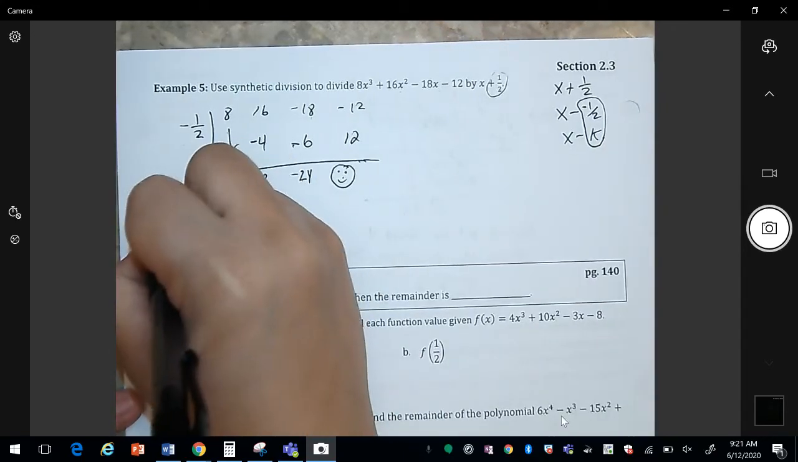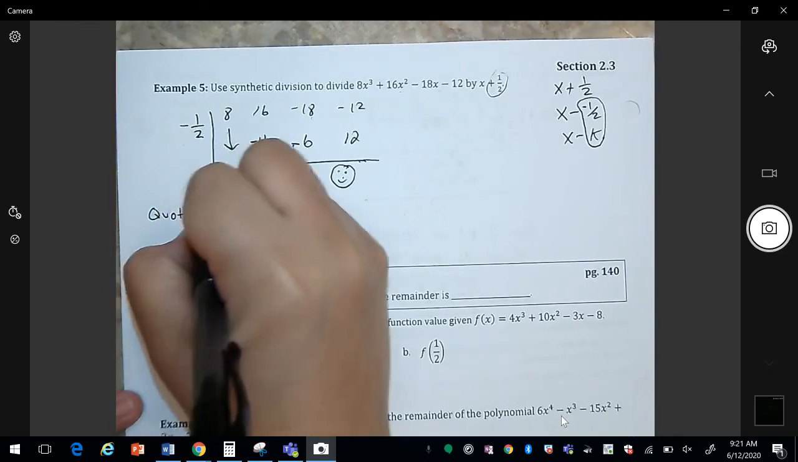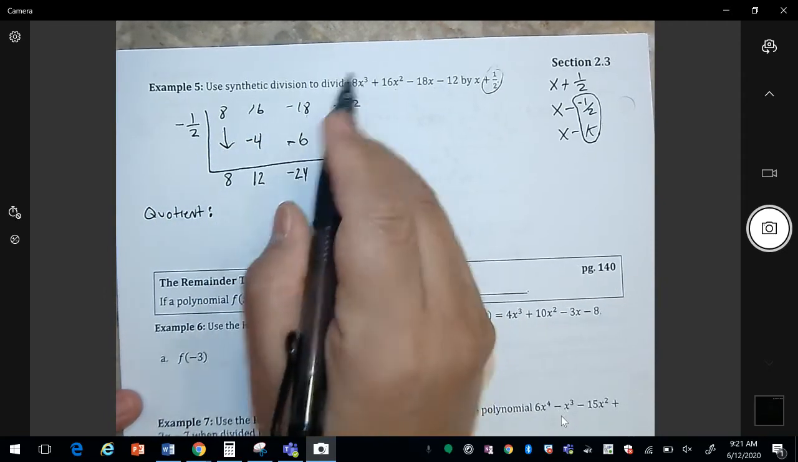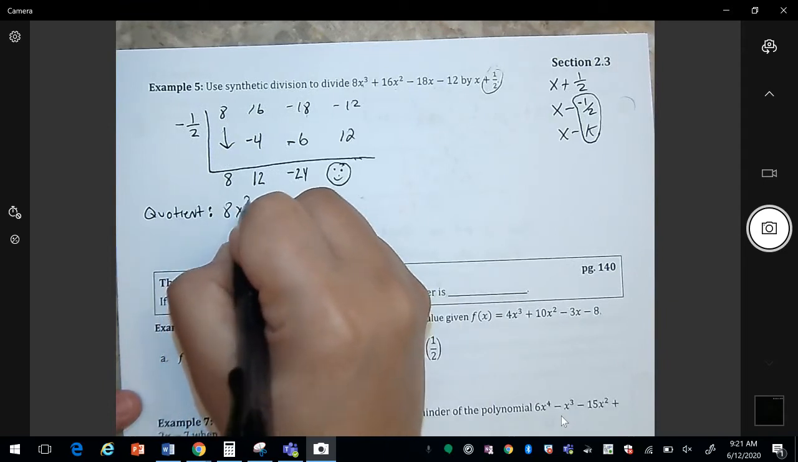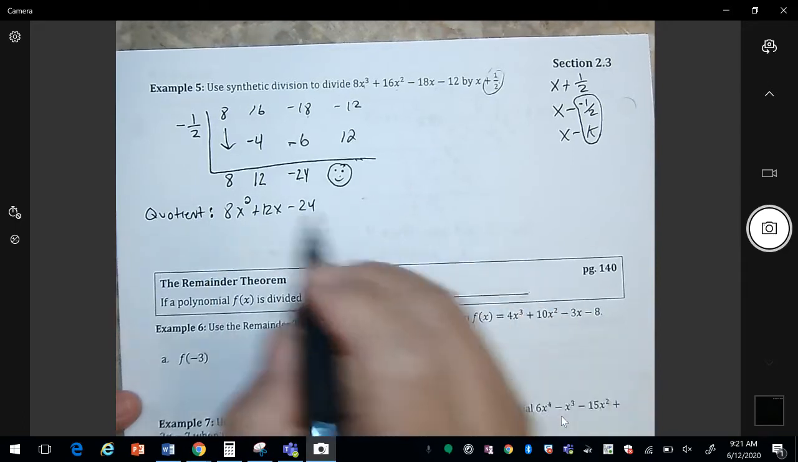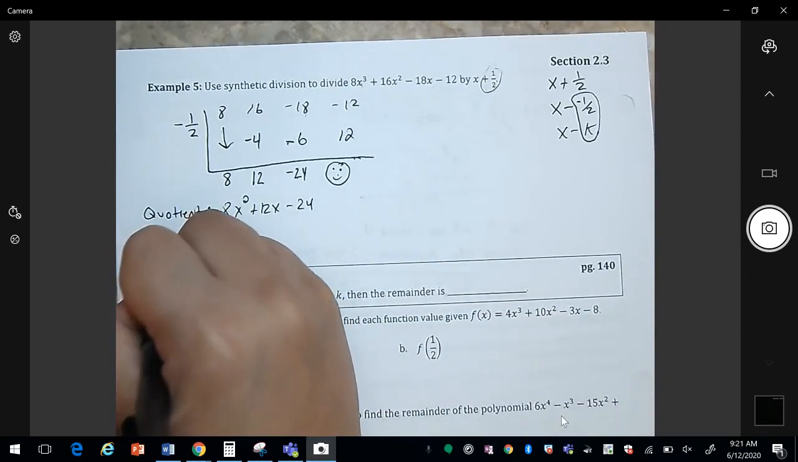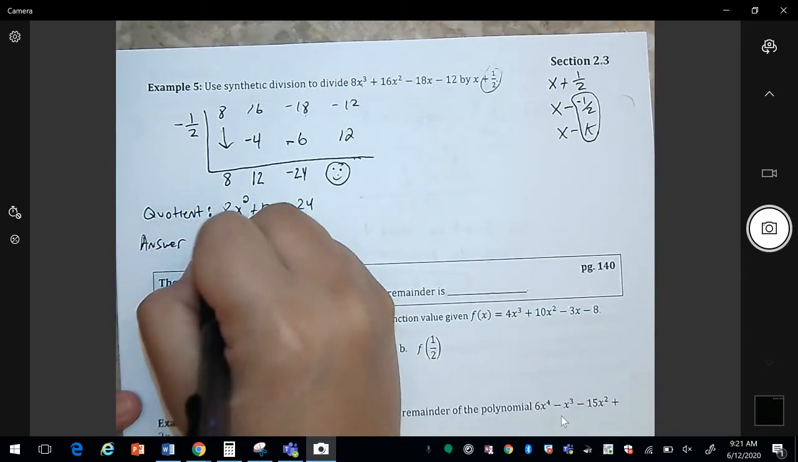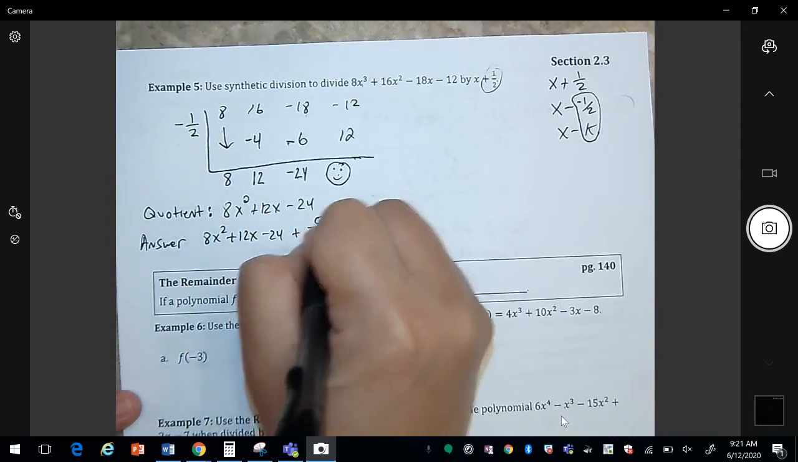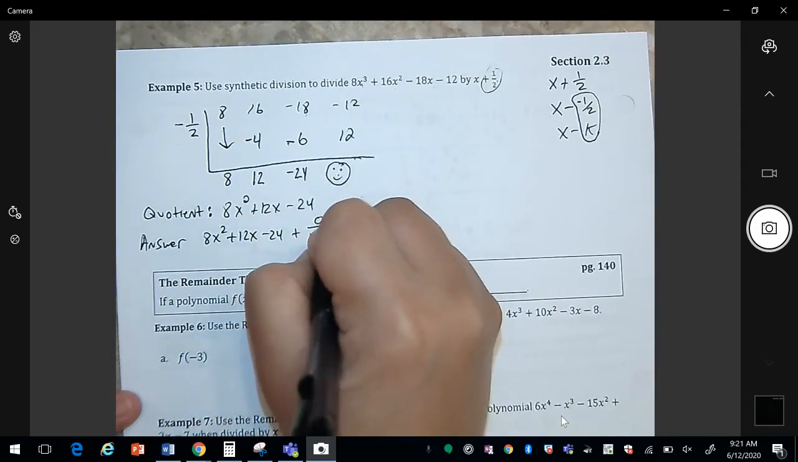Okay, so our quotient is 1 less power. So if we had x cubed, now we're going to have x squared. So my answer is 8x squared plus 12x minus 24 plus the remainder of 0 divided by x plus a half.